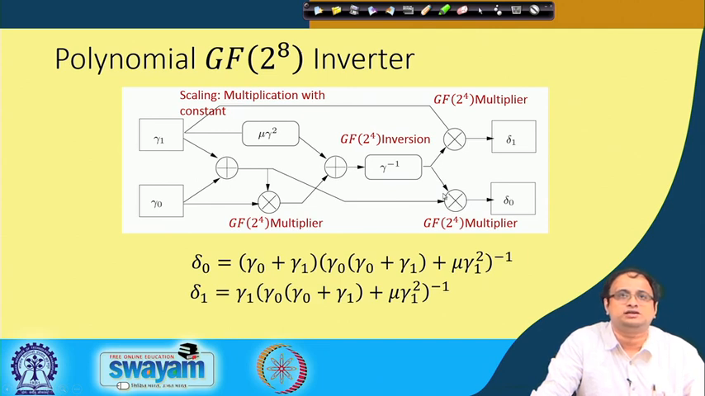So, essentially if you observe the delta 1 circuit, then I am multiplying this with gamma 1. Okay. So, if I multiply gamma 1, I get this part which is delta 1, and if I multiply gamma 0 plus gamma 1, that means I just take this part out, and again I multiply with the GF 2 power of 4 multiplier with the output of this inversion circuit, then I get delta 0. Okay. So, this pretty much explains this circuit and shows how it corresponds with these equations.